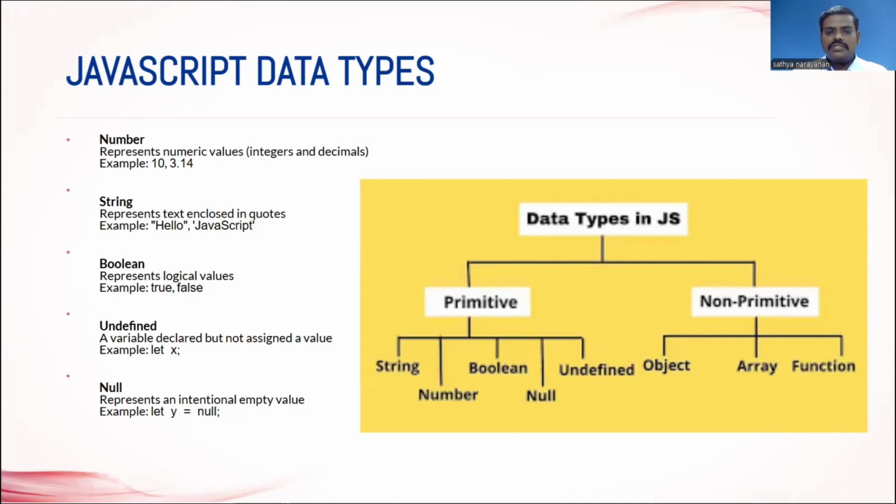Boolean represents logical values, for example true and false. Undefined is a variable declared but not assigned a value. Example: let x. There is no value defined for that particular variable. Next one is null, which represents an intentional empty value. Example: let y = null.